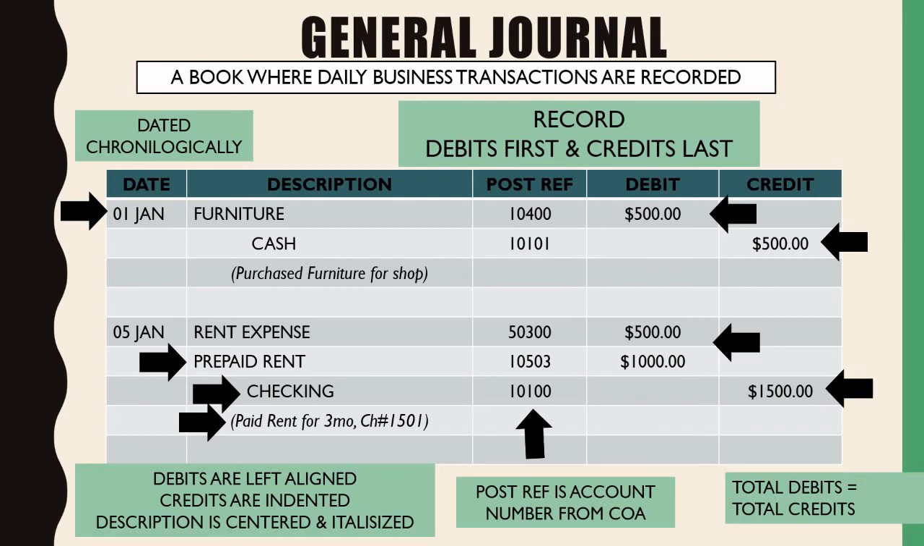Then the next section after that is moving on to the post-reference column. Now, on your journal, your post-reference is going to be the account number that you can get from your chart of accounts. Of course, if you don't use numbers, then you can leave this blank. Okay, so the post-reference for your journal is to make sure that you put your account number. Okay, and that's pretty much it.